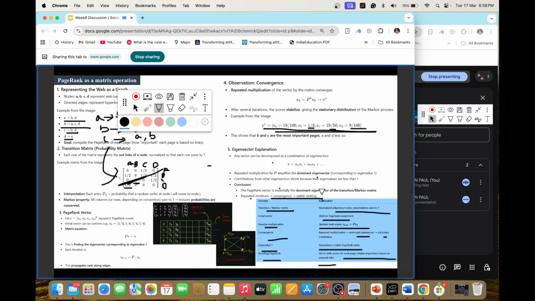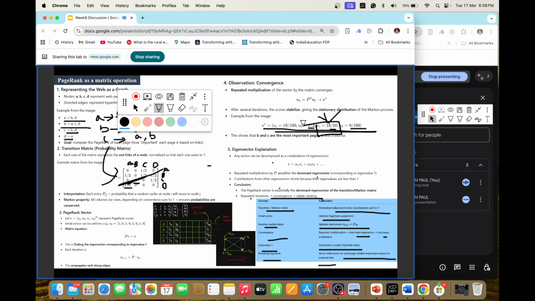Okay, so here VA is actually 0.19, VB 0.33, VC will be 0.38. Okay, and VD will be 0.09. So the most important page here is C.